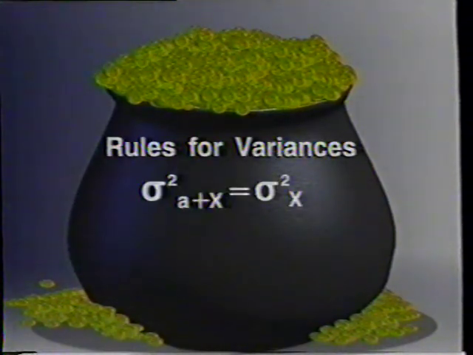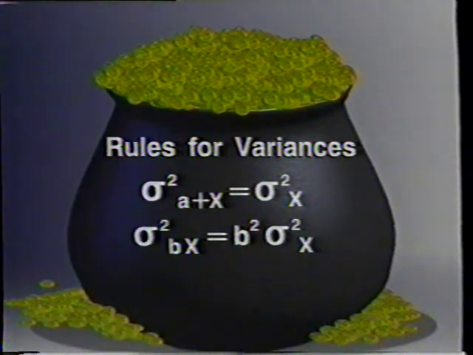For simplicity, we're going to talk in terms of variance instead of standard deviation. After all, you can always get the standard deviation by taking the square root of the variance. The first rule is adding a fixed number to all the values of your variable has no effect on the variance. The equation says that if we create a new variable by adding a number a to a random variable x, the variance of this new variable is the same as the variance of x.